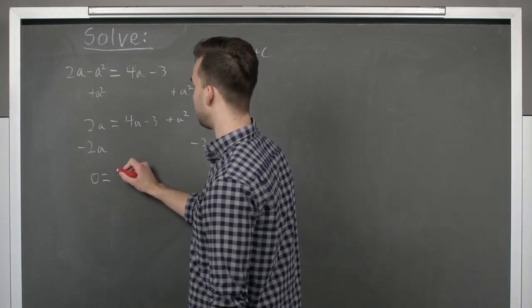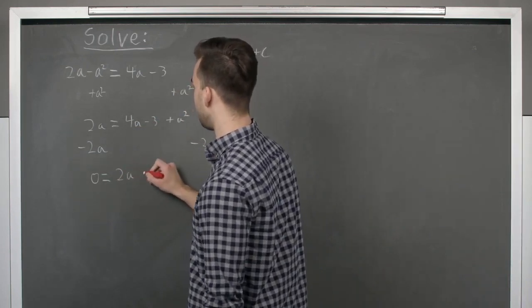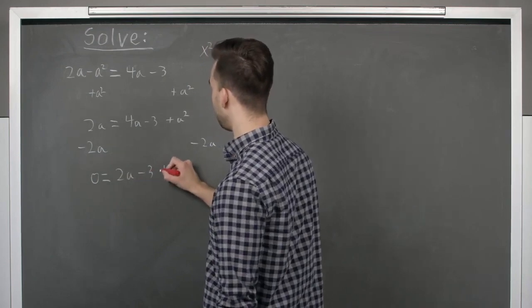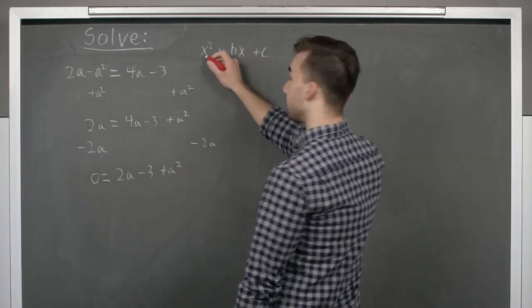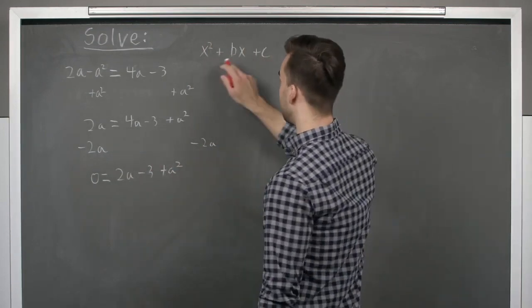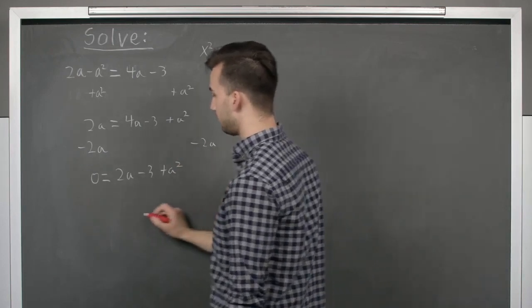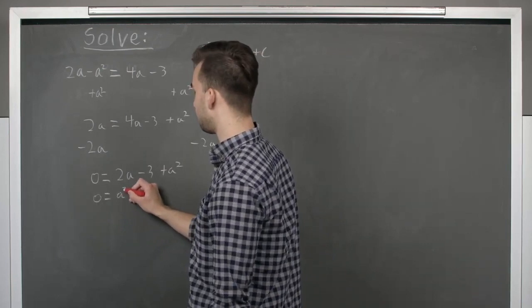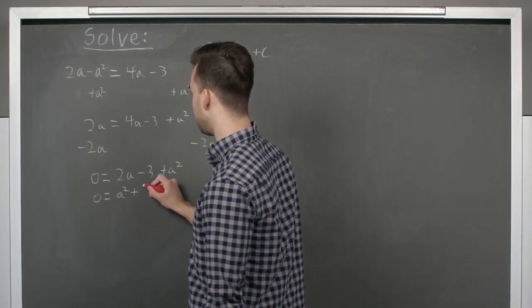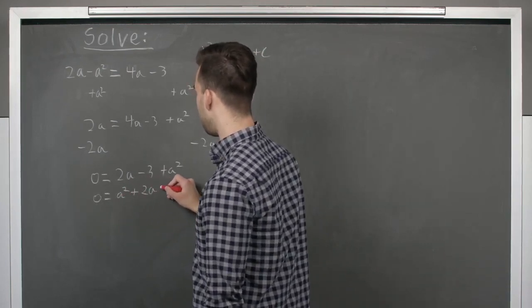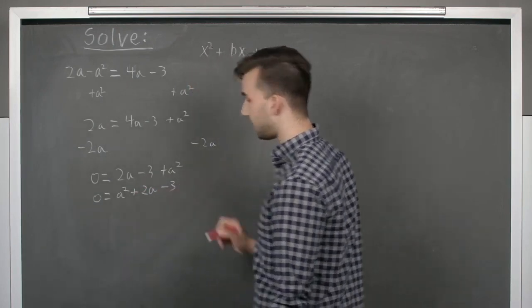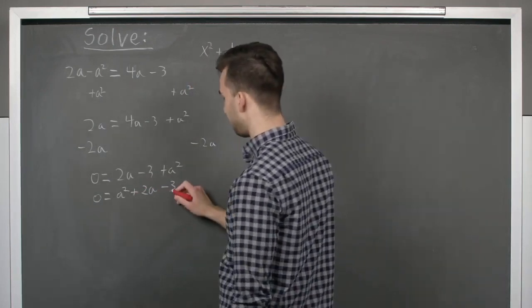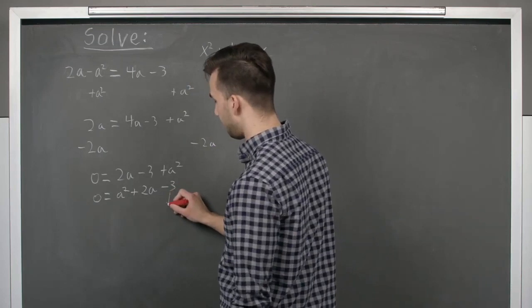That gives us 2a minus 3 plus a squared. So I'll rewrite this so that it looks like our x squared plus bx plus c, just so it's easier to factor. 0 equals a squared plus 2a minus 3. So now all we need to do is find factors of 3, right? That will add up to 2.